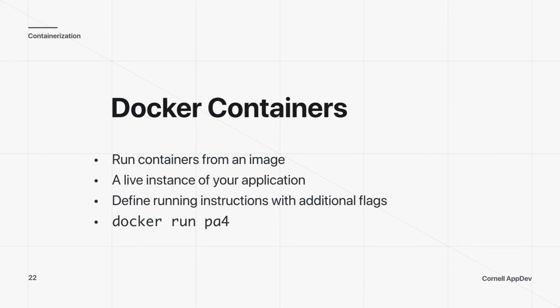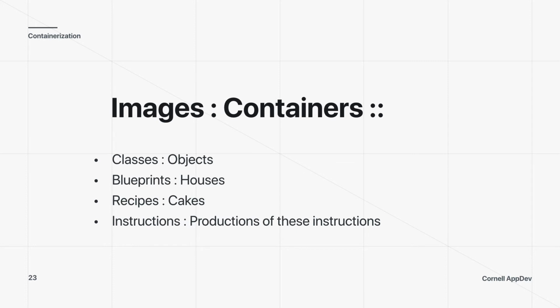But a command that you would have to run to start up your container is docker run and the name of the image. So if you happen to build your image previously and call it PA4, you would run it with this command. And so I think it's a lot easier to conceptualize what these two things are if you make them into analogies and compare them with tangible things that you probably understand better.